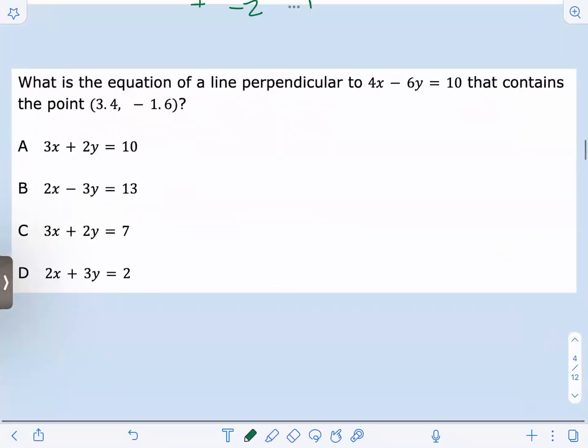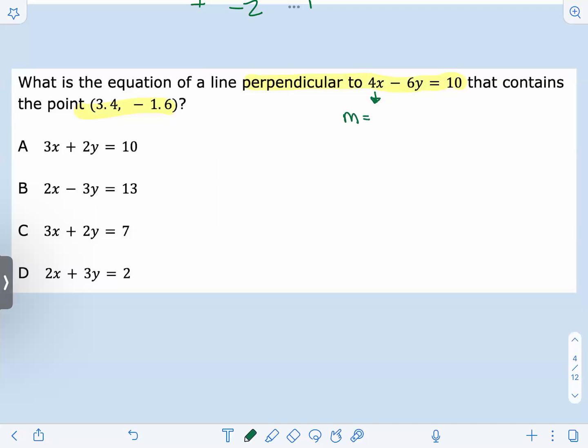Okay, so for this last one, you can kind of do the same deal here. It says, what is the equation of a line that is perpendicular to 4x minus 6y equals 10 that contains the point 3.4, negative 1.6? So we want to be perpendicular to this line and contains this point. So this one I'm actually going to do backwards to the other one. This one I'm going to start with the slope.